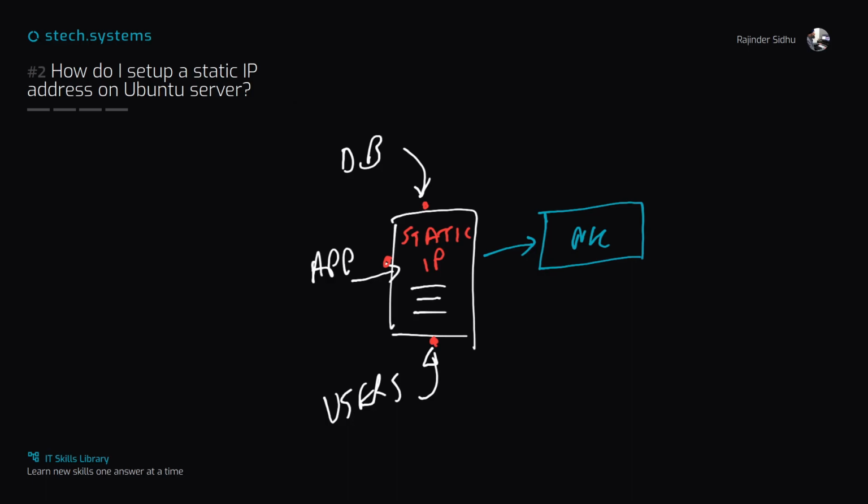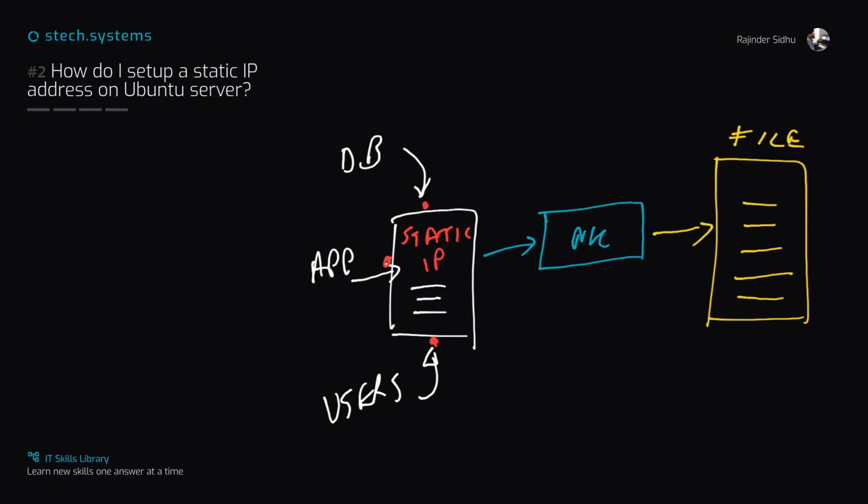To do that, we need to configure the network interface card on the server, and the way it's done is through a file that describes exactly how the network interface card should be set up. For this example, I have a NIC already configured to DHCP, but what we're going to do is configure another NIC which will have a static IP address.